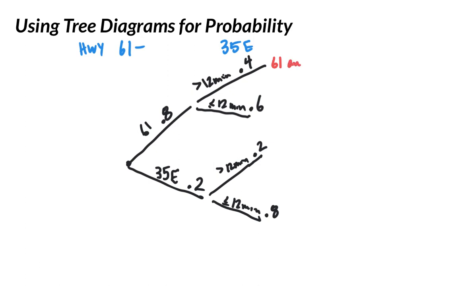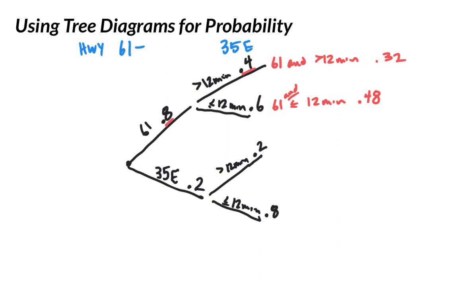and it takes more than 12 minutes. You simply multiply. 0.8 times 0.4 is 0.32. You can do that on your calculator. What if I took Highway 61 and it was less than 12 minutes? I'm going to write the word and there. Well, 0.8 times 0.6 is 0.48. I want you to just pause here for a moment and notice that these two numbers right here would add up to be 0.8. That's because it is the whole 80% of the time I would have taken Highway 61. Okay.